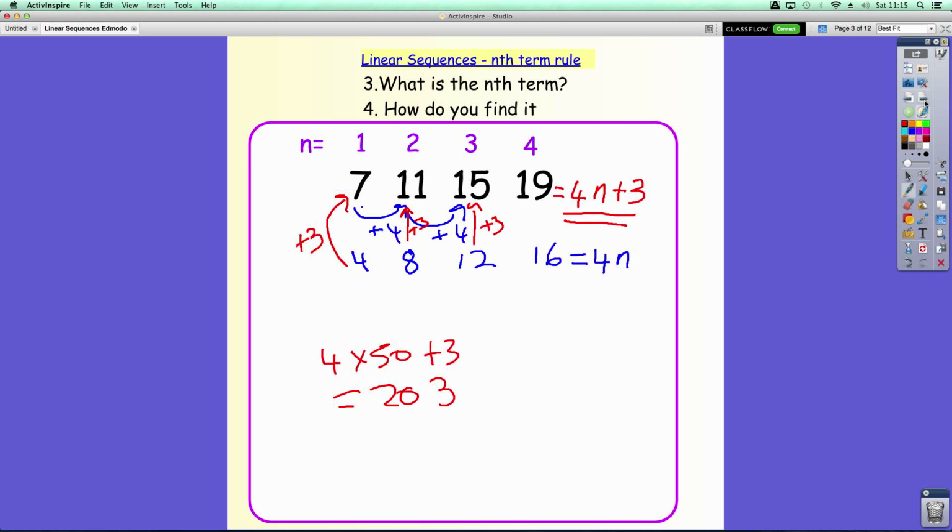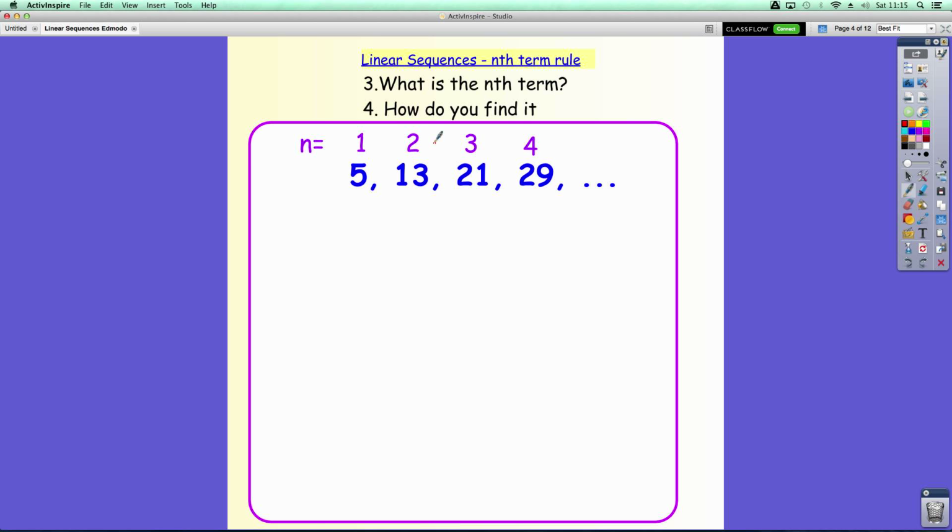Okay, moving on then. Another example, finding the nth term here. The difference between it is 8. So I'm adding 8 each time. And I do it twice just to make sure that it is a common difference, that I am dealing with a linear sequence. And so now that I know it's 8 each time, I know that the times tables that relates to it is 8.